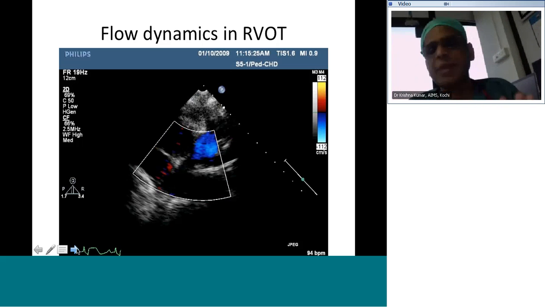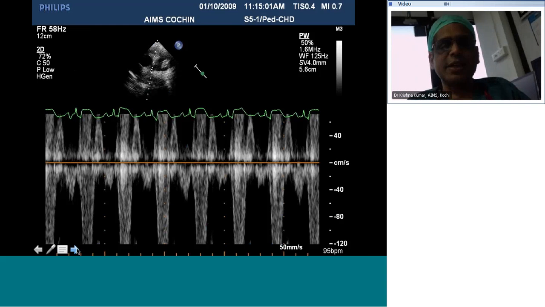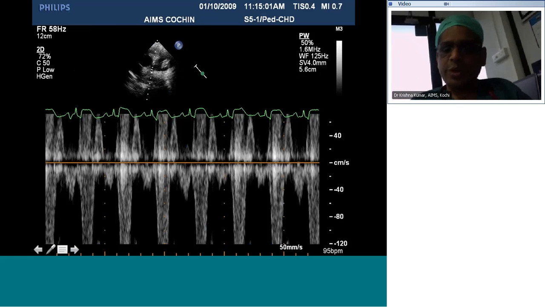Maybe not possible for you to pick up now. I'll put a pulse Doppler into this and ask you what you are seeing. Remember this pulse Doppler. This is early diastole. Then this is systole. So what are you finding?